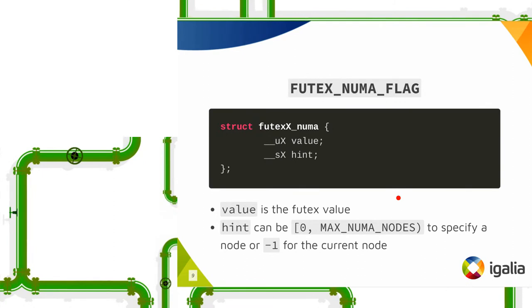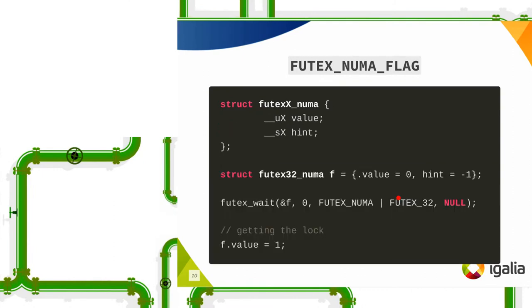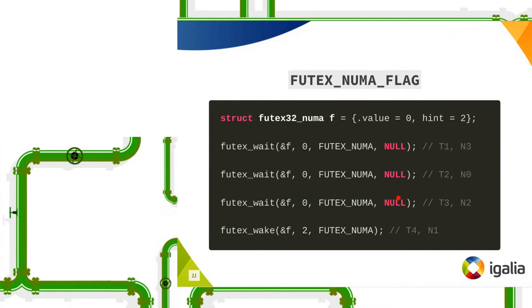And then do note that the minus one will get overwritten. As soon as you actually do the wait, it'll write the actual node number that you landed on into this value so that the wake can find the right hash table. So every new wait syscall will have to first reset the hint, otherwise things will not work as expected. Okay, so the kernel would write that? Yeah. If it scribbles on it after wait, then wake will not work, and you'll just get stuck indefinitely. Okay, makes sense.